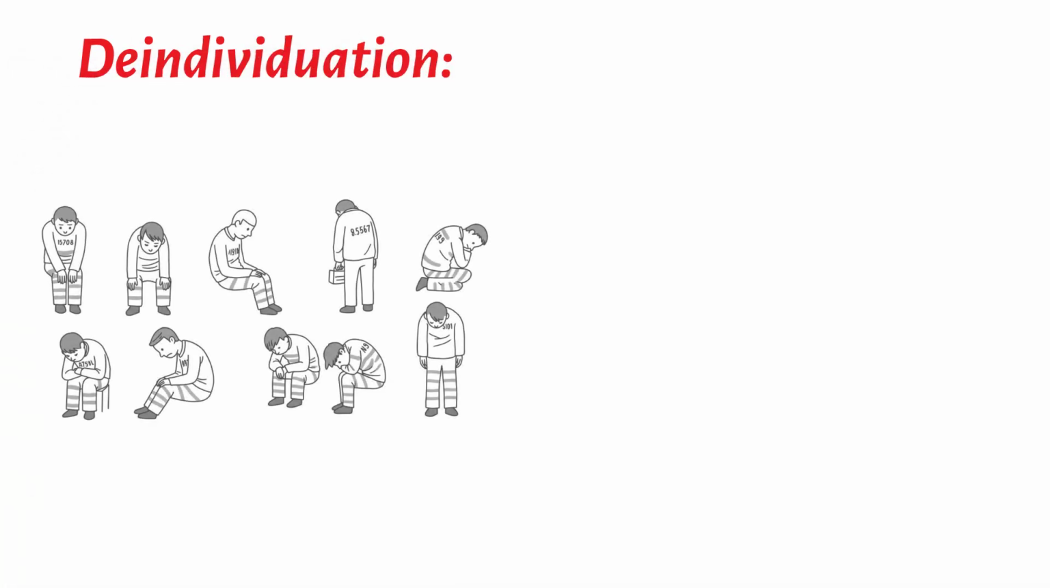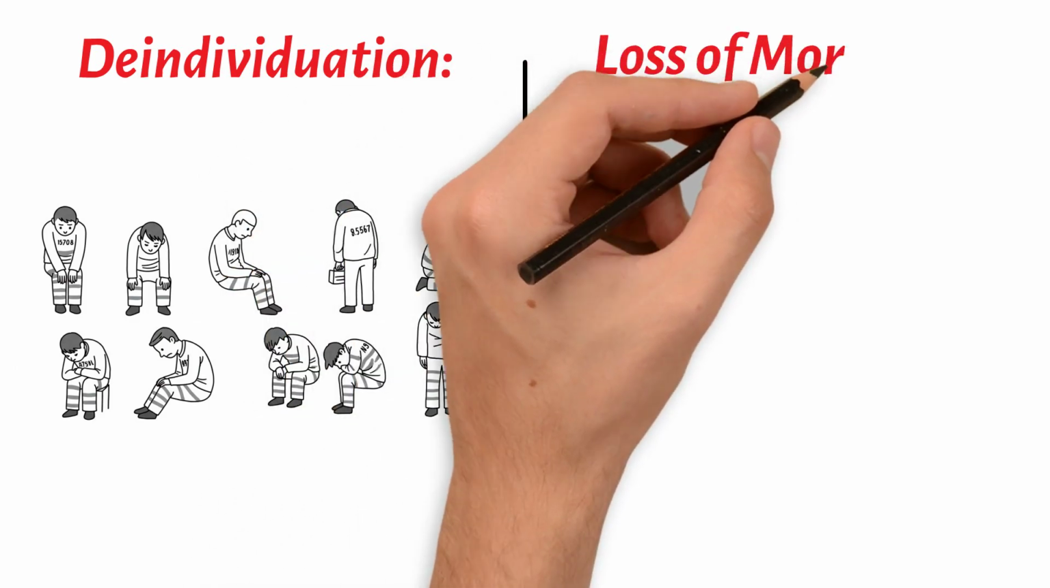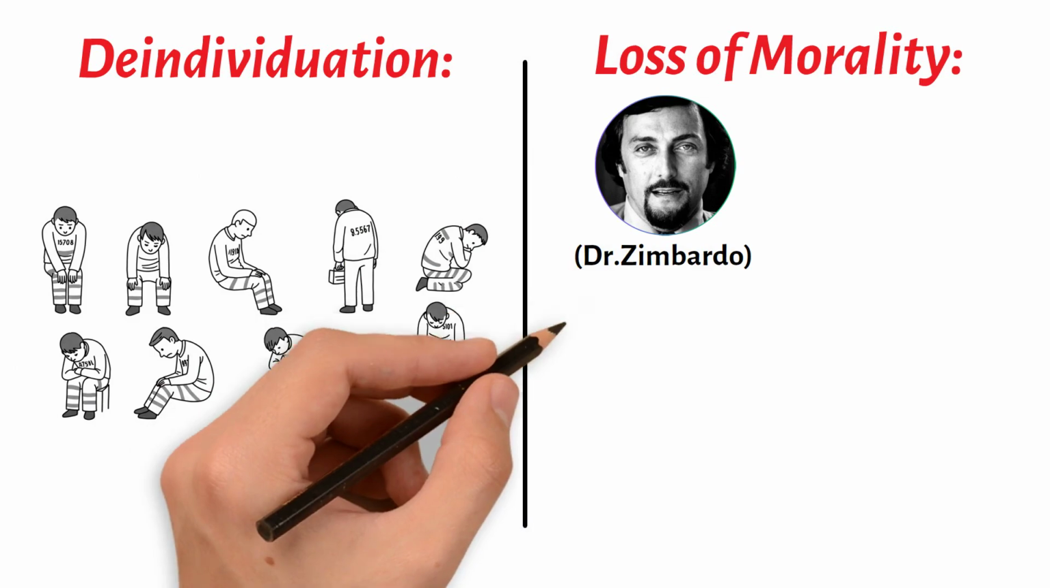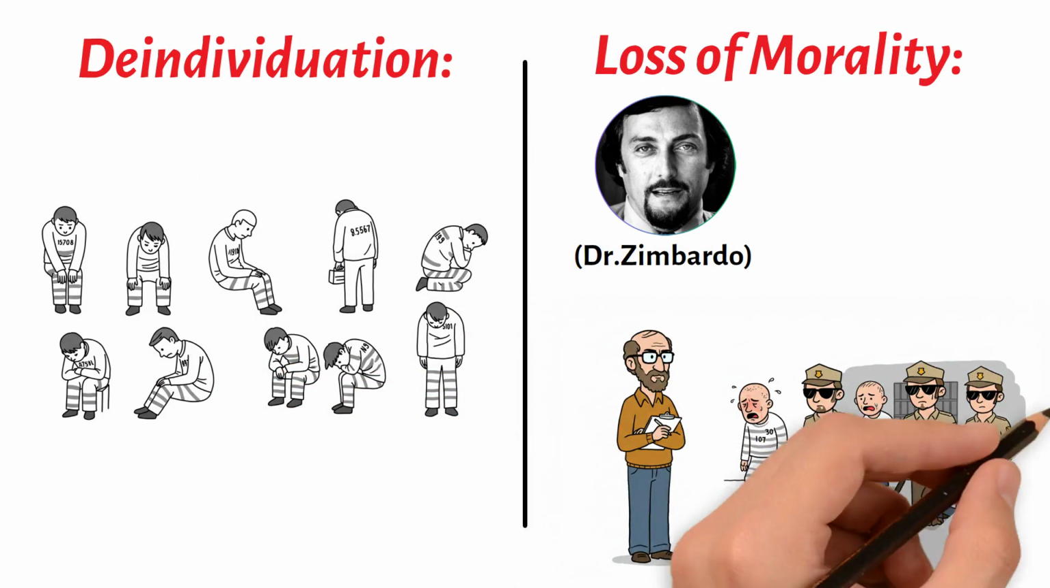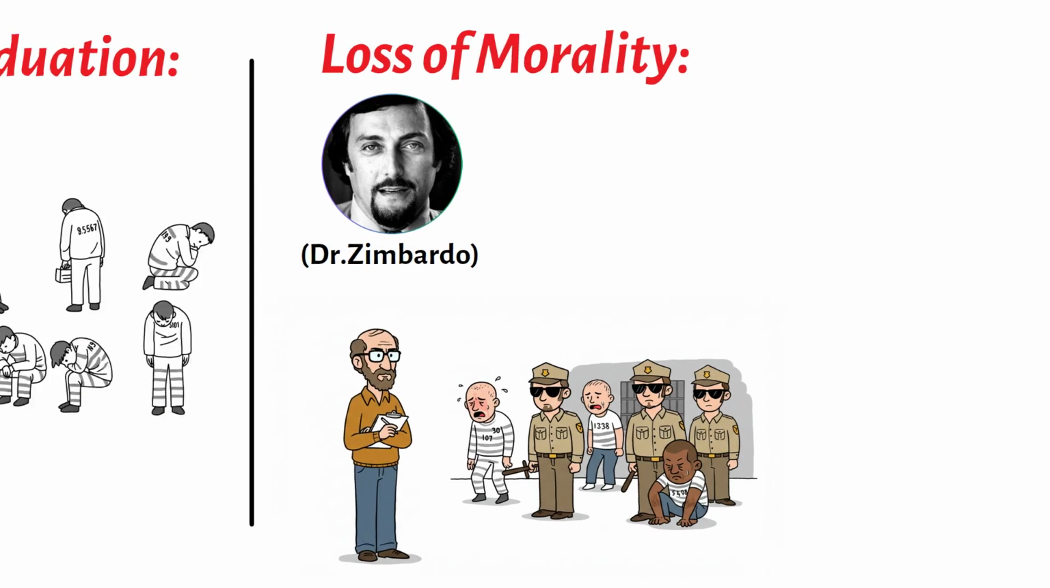Deindividuation. Uniforms and identification numbers led to a loss of personal identity, especially in prisoners. Loss of morality. Even Zimbardo, acting as the prison superintendent, became too involved and failed to stop the abuse early.